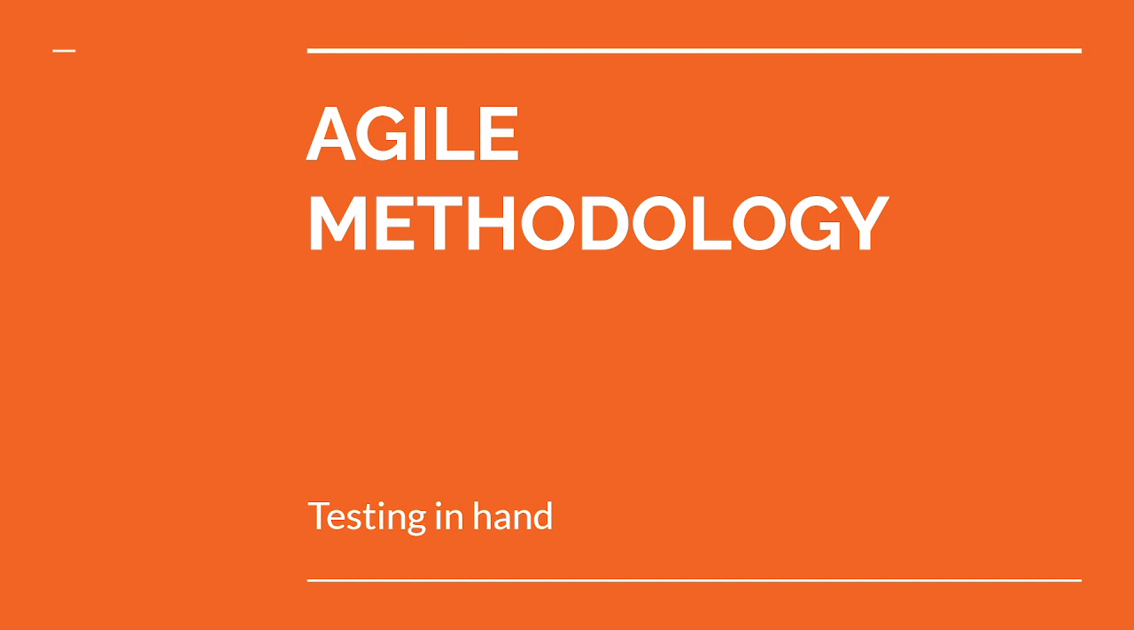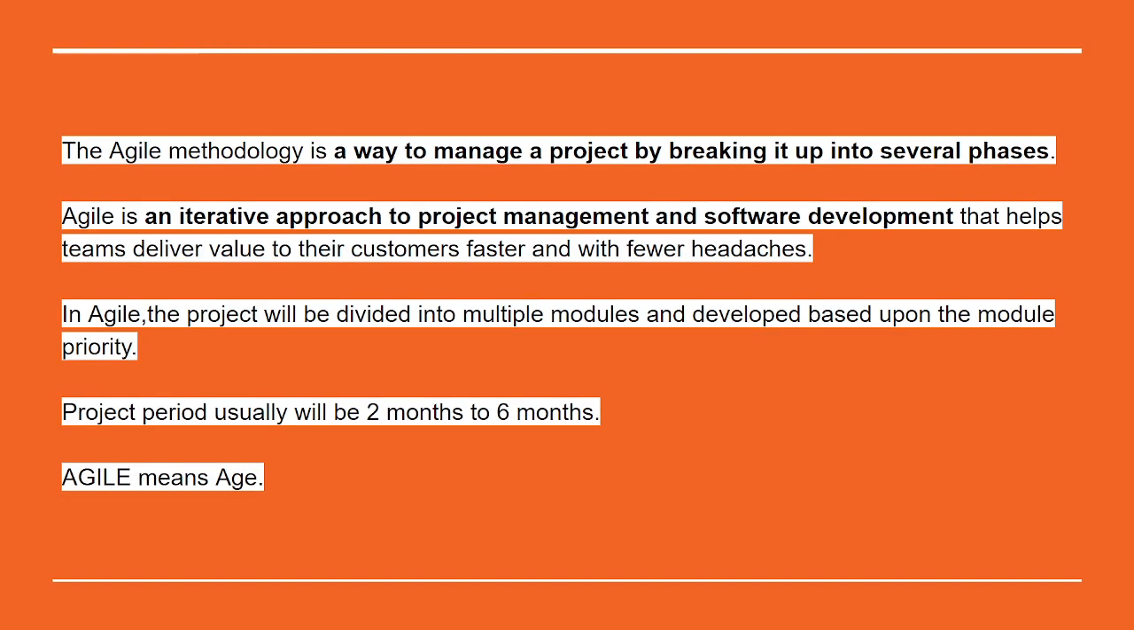Today we are going to see what is Agile methodology. The Agile methodology is a way to manage a project by breaking it up into several phases. It means that if you are going to build a new house, then you are splitting the house into hall separately, kitchen separately, restroom separately, and bedroom separately. So this is how the Agile methodology manages a project.